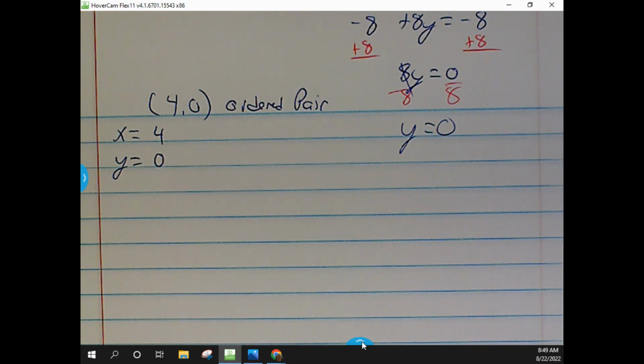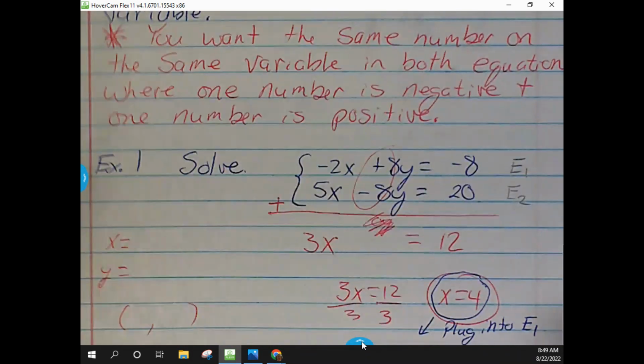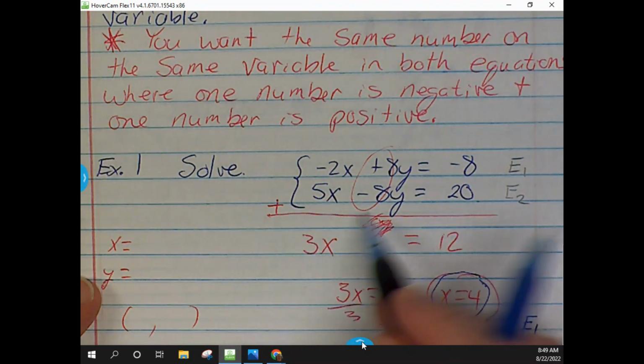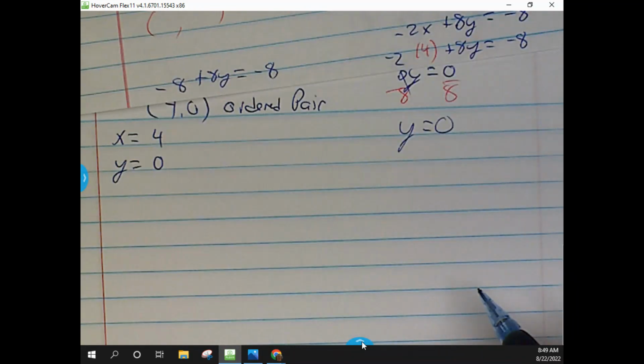not the one underneath the 5x? Either one's fine. You just have to pick one. But either one you plug it into, you should get 0 for the answer if you plug it back in there. And we can show you that one real quick. If you had picked equation 2, because it was 5x minus 8y equals 20.